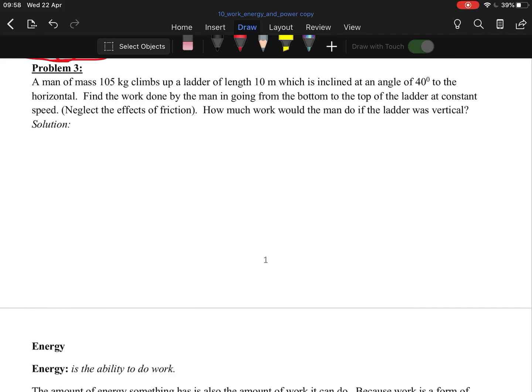Problem 3. A man of mass 105 kgs climbs up a ladder of length 10 meters, which is inclined at an angle of 40 degrees to the horizontal. Find the work.